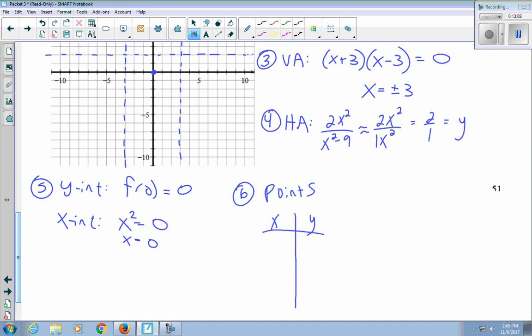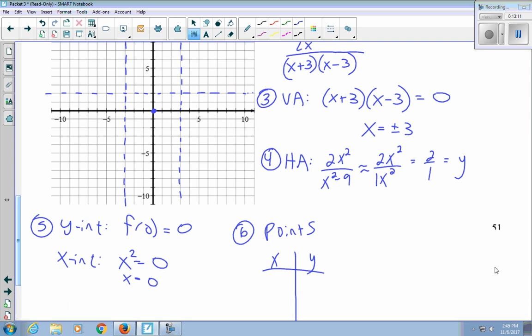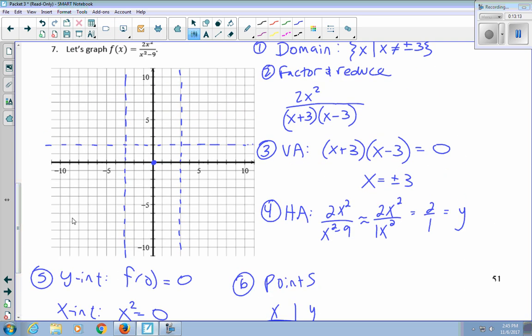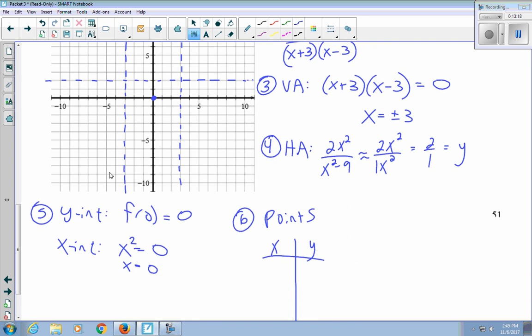So what would be some good points to plot? I should plot something to the left of this asymptote, so maybe I'll use x equals negative 5. I should plot something between the asymptote and the one point I've plotted, between negative 3 and 0. Maybe I'll do negative 1. Something between 0 and 3, I'll do positive 1. And then something after 3, I'll do 5.